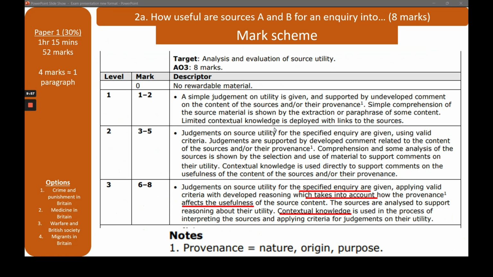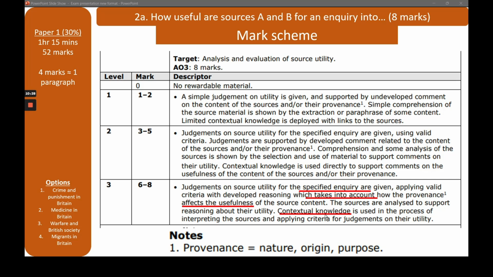The mark scheme's really, really clear. So judgments on source utility, how useful the sources are, need to be based on the specified inquiry. So our specified inquiry that we've just gone through was the failure of the police to catch Jack the Ripper. And it needs to take into account the provenance. And it's really clear what provenance means: the nature, origin and purpose. What was it? Where did it come from? Why was it made? And then how does that provenance affect its usefulness? So in source B, we said it affects its usefulness because we shouldn't take it literally.